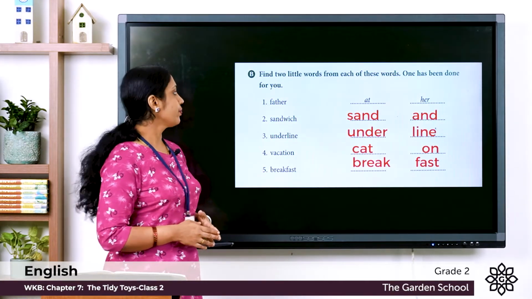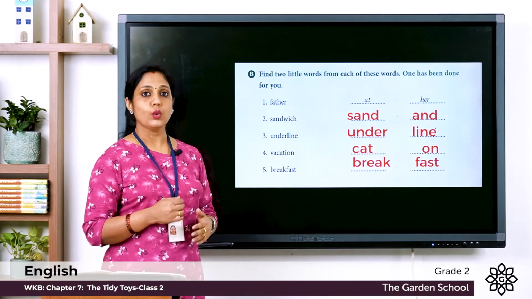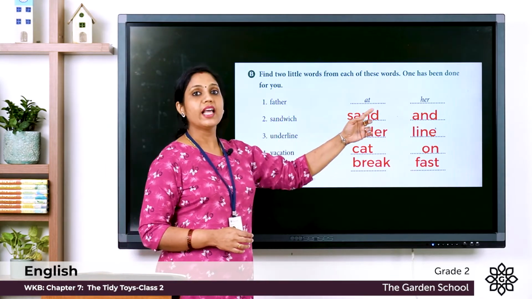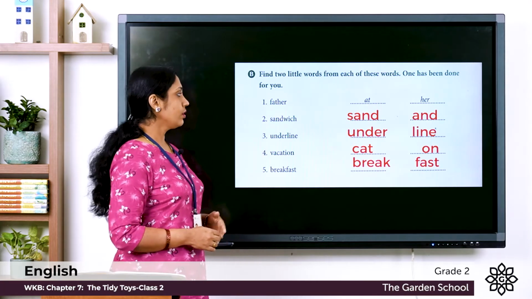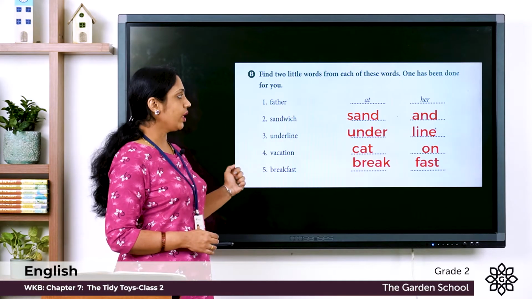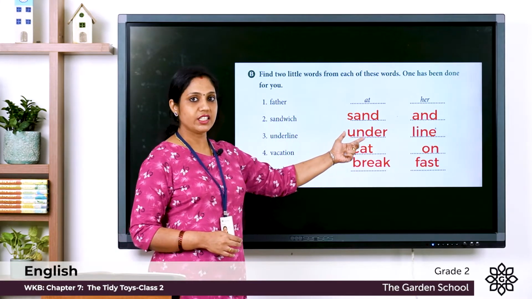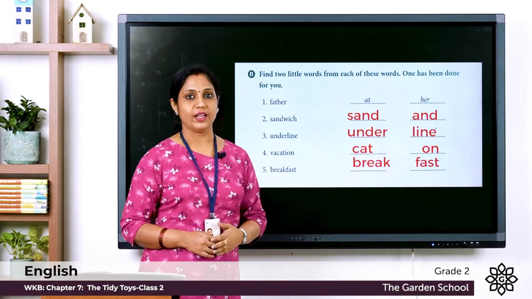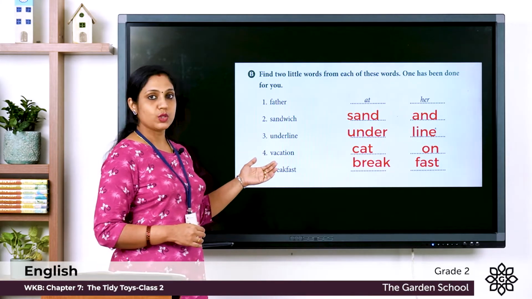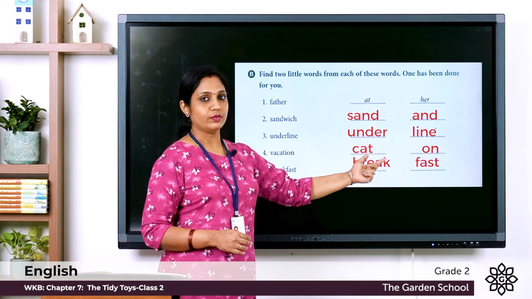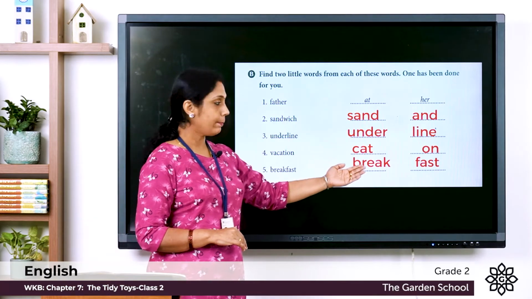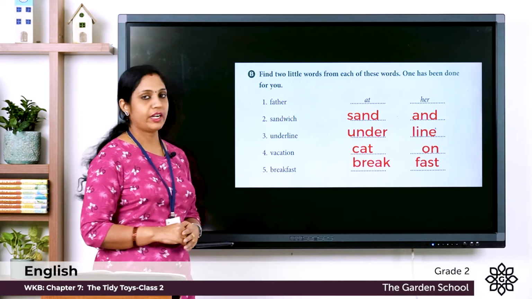So let's see the answers. From the word sandwich, we can make sand, S-A-N-D, and also the word and, A-N-D. The next word given is underline, and from this word underline we can make words like under, U-N-D-E-R, and line, L-I-N-E. The next word given is vacation, and from this word we can make cat, on. Next word is breakfast, and we can make words like break and fast from the word breakfast.